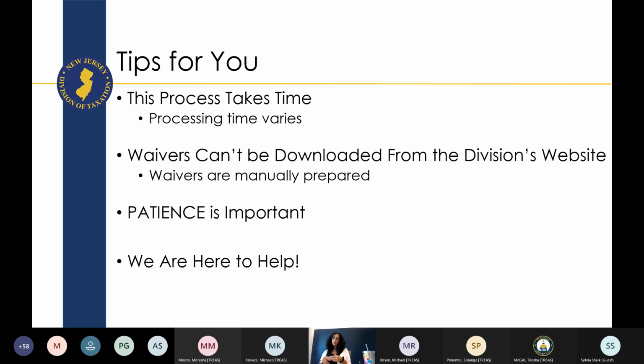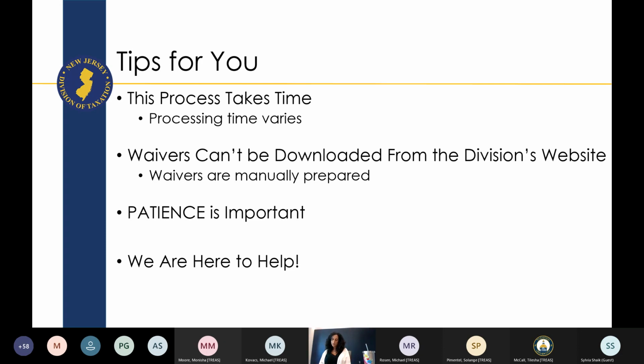Also a big thing to understand is that waivers cannot be downloaded. They are manually input. Each one is manually inputted. We have people dedicated to doing that. So it does take time to do that.